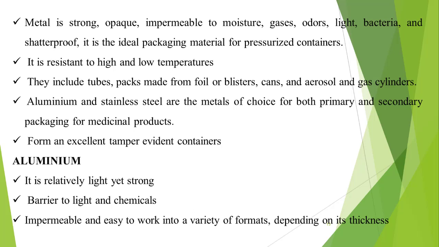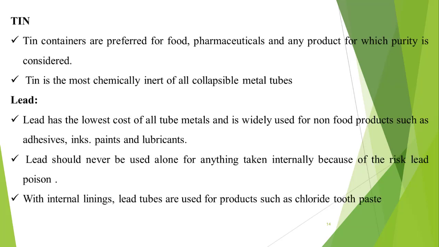Now next, under metal, first is aluminium. It is relatively light yet strong, a barrier to light and chemicals, impermeable and easy to work into a variety of formats depending on its thickness. Next is tin. Tin containers are preferred for food, pharmaceuticals and any product for which purity is considered, and the best advantage is that it is chemically inert for all collapsible metal tubes.